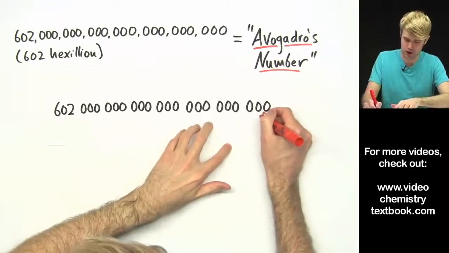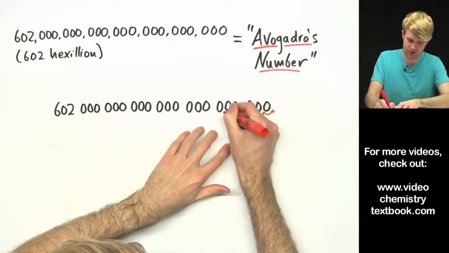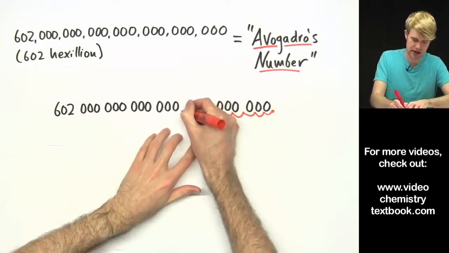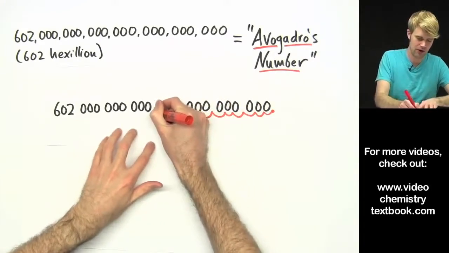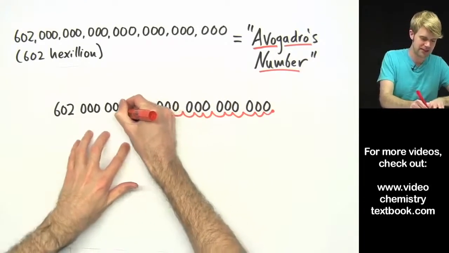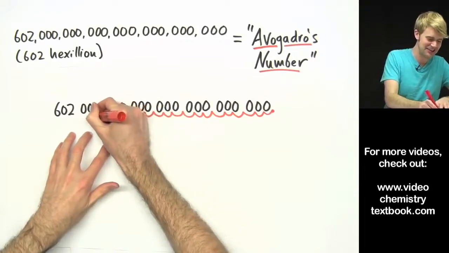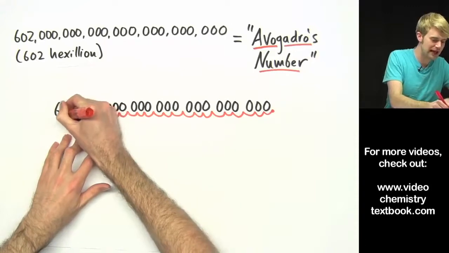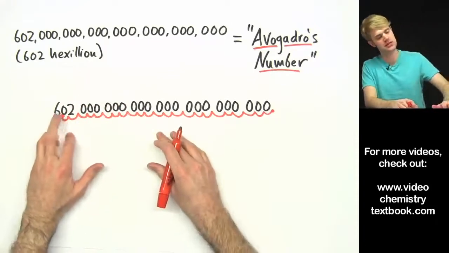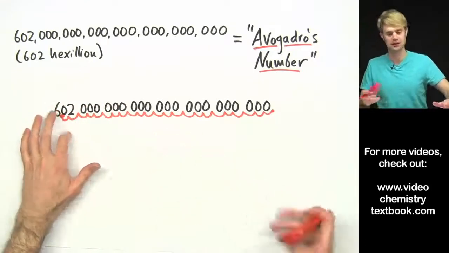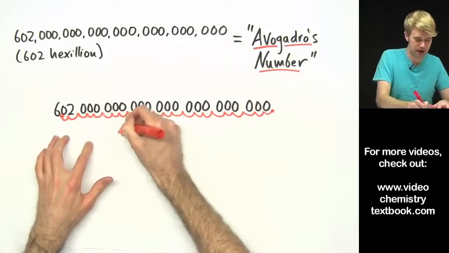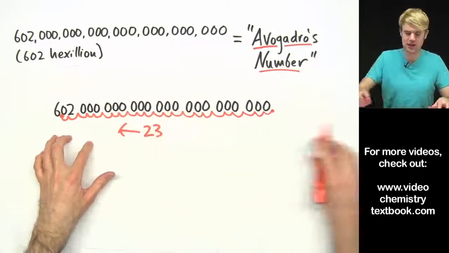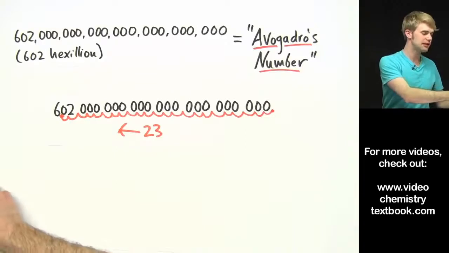So here's 1, 2, 3, 4, 5, 6, 7, 8, 9, 10, 11, 12, 13, 14, 15, 16, 17, 18, 19, 20, 21, 22, 23. And now this is my new spot because there is a 6, just one digit to the left of it. So I moved my decimal place 23 spots to the left.